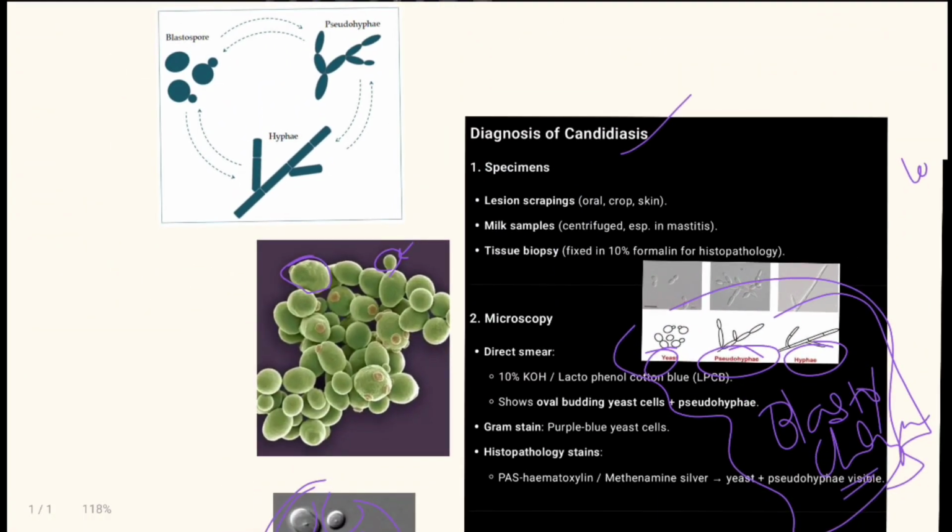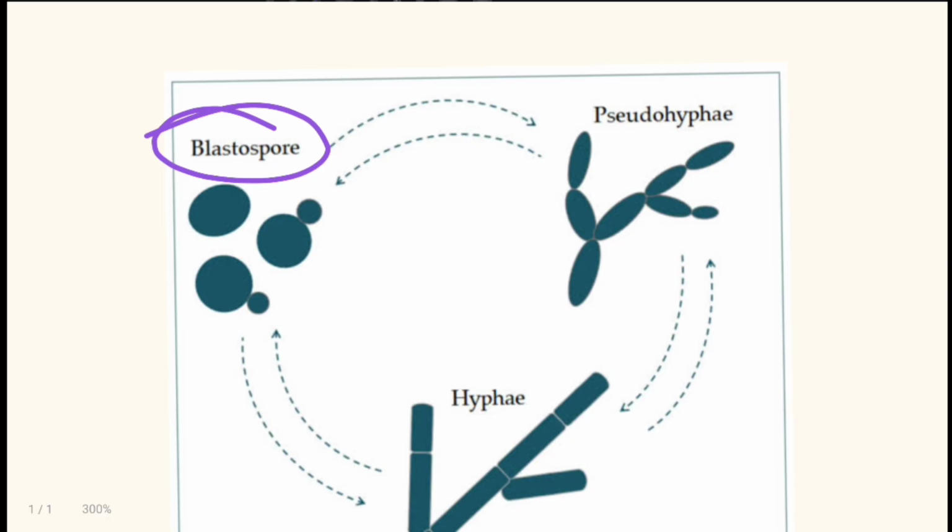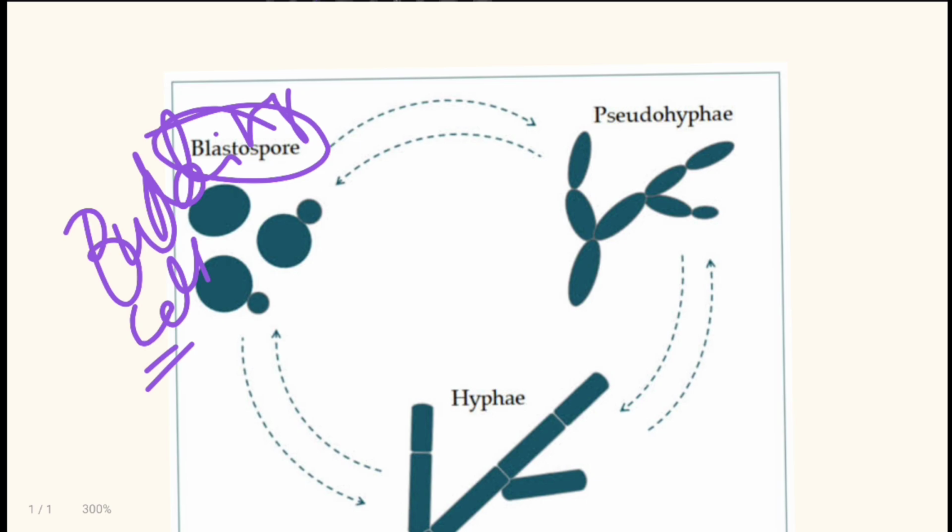Now, from the yeast only, a type of spores is produced. Usually these spores are also budding cells, and those are called blastospores. So here you can see the blastospores. These are nothing but budding cells. Budding cells are called blastospores. Actually, they take part in the reproduction of the yeast. Therefore, they are called basic yeast reproductive units. These blastospores are nothing but a reproductive unit of Candida albicans yeast.